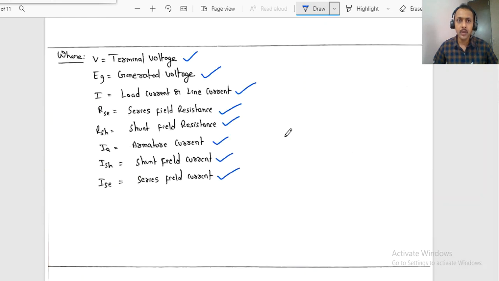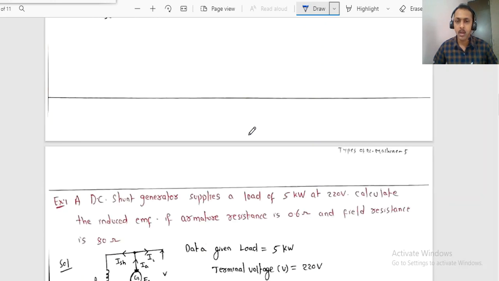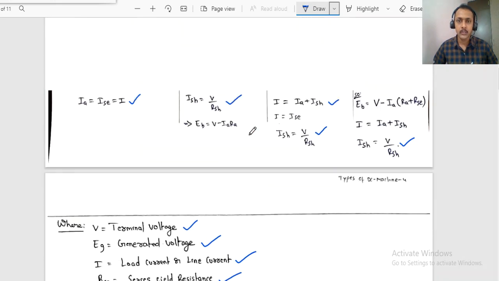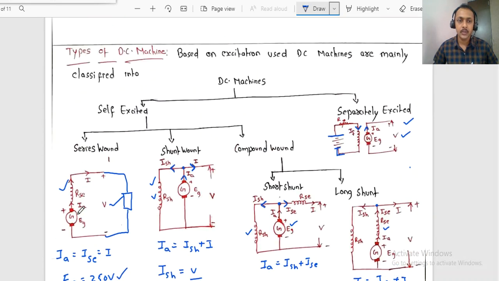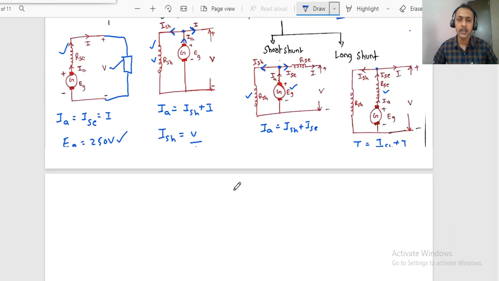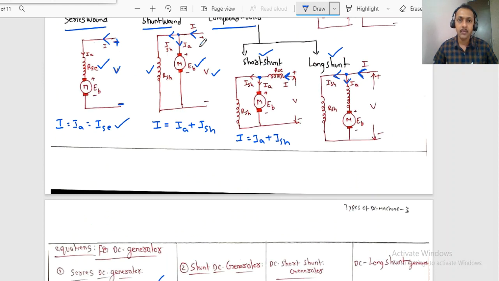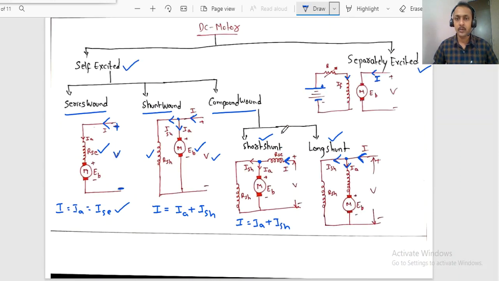Next we will discuss the problems on this topic. Dear students, in this entire discussion, the important thing you can observe is that a generator converts mechanical power into electrical power. The current coming out of the armature IA will be equal to I plus ISH, whereas in a motor, the input current I will be equal to IA plus ISH in the shunt case. Like that, please remember. Okay, thank you. We will discuss the problems next.